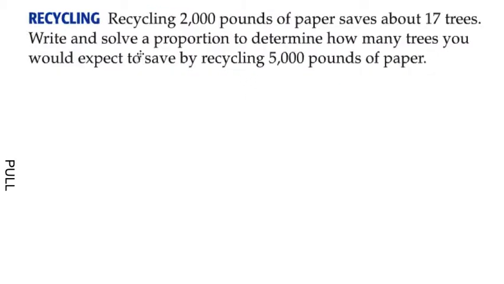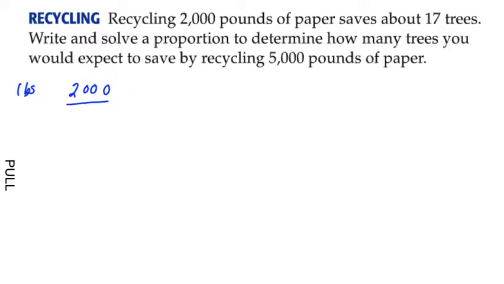Here's a recycling problem. It says recycling 2,000 pounds of paper saves about 17 trees. Write and solve a proportion to determine how many trees you would expect to save by recycling 5,000 pounds of paper. Well, let's go ahead and start out. We have 2,000 pounds, so we're going to put pounds on the top.